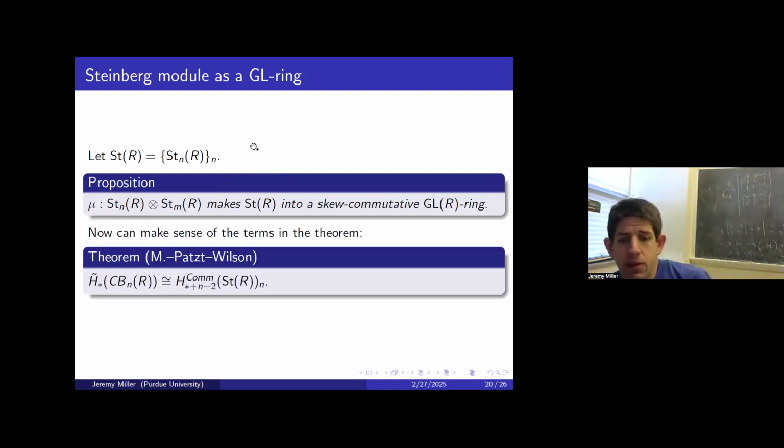Okay, and so now the theorem can be parsed. So we prove that the reduced homology of this common basis complex, the thing that shows up in the stable rank filtration of algebraic K-theory, is the commutative homology in this. Now we're in this category of representations of a groupoid world of this generalized ring built out of Steinberg modules. Okay, so are there any questions?